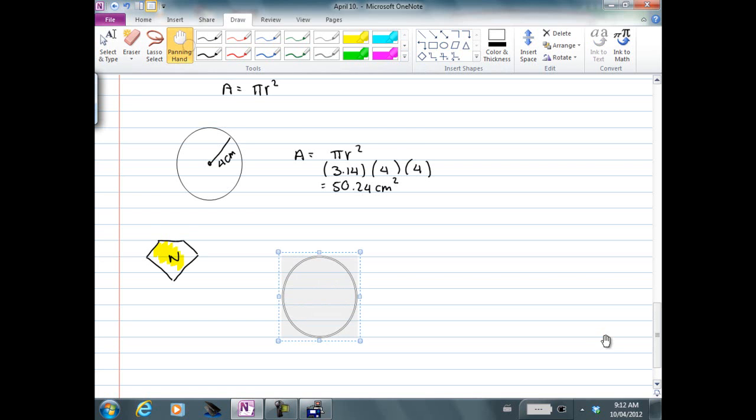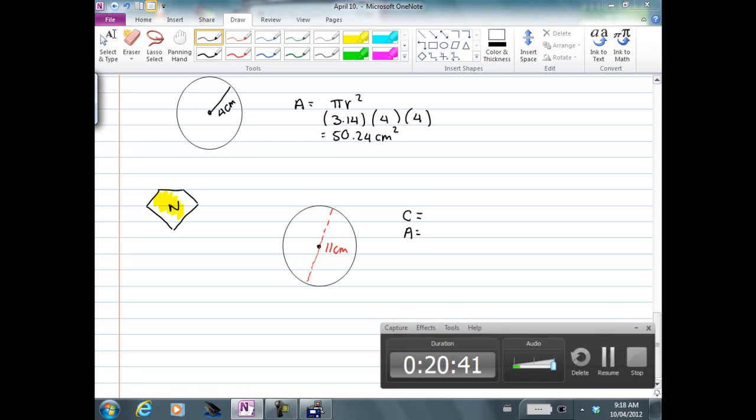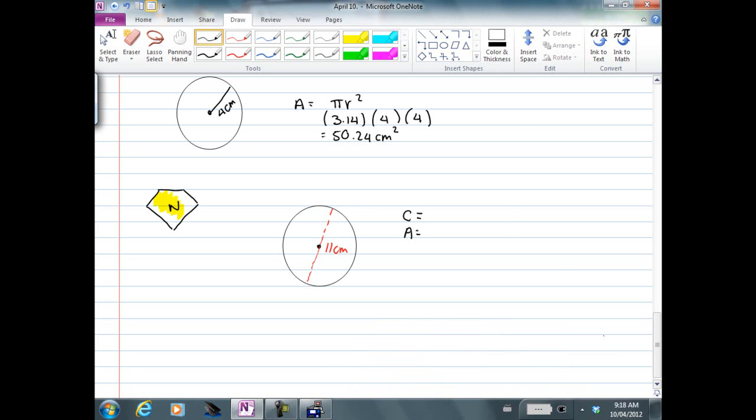I have a circle. Here's the dot right here. Line goes right through. This is going to be 11 cm. From one end to the other is 11 cm. I'm going to ask you for a few things. 1, find the circumference. Easy. 2, find the area. Both answers have to be correct, and your units have to be too. First thing, I'm going to start with circumference.